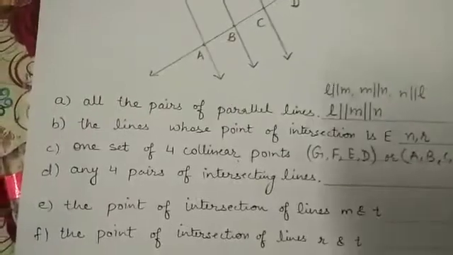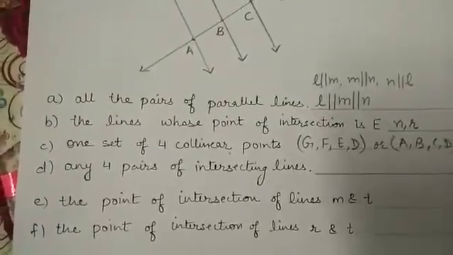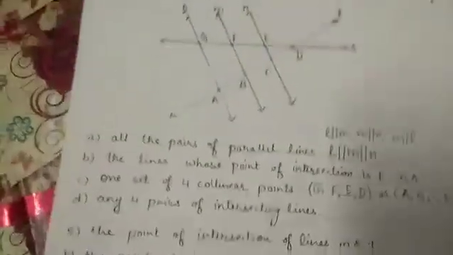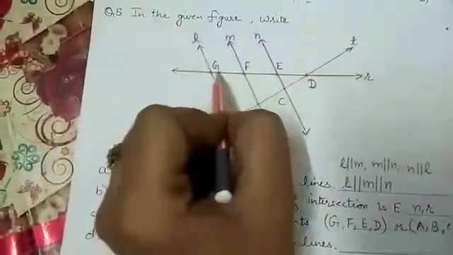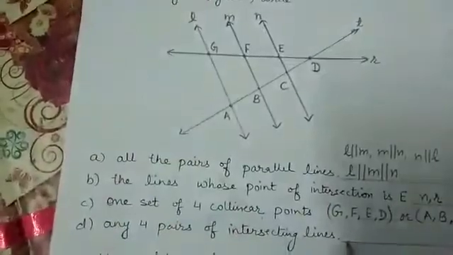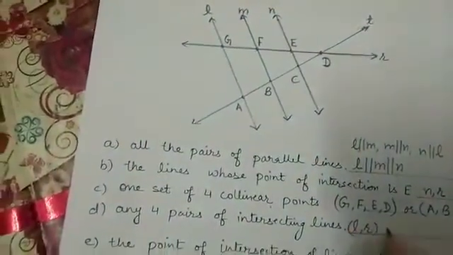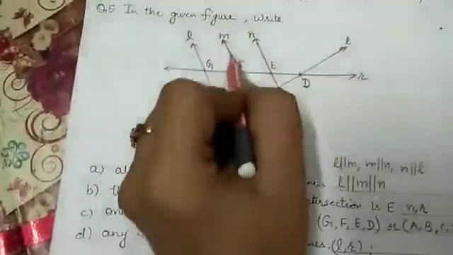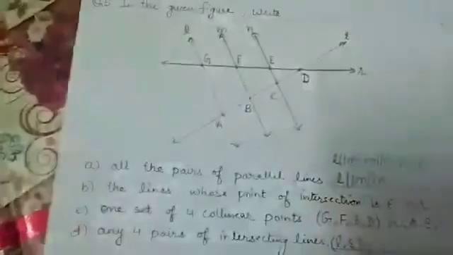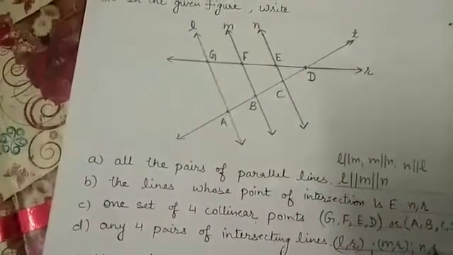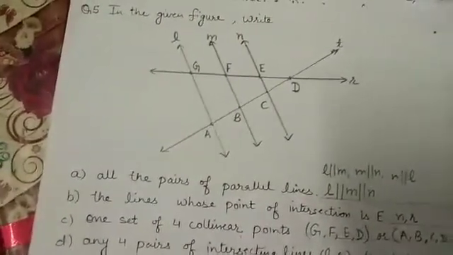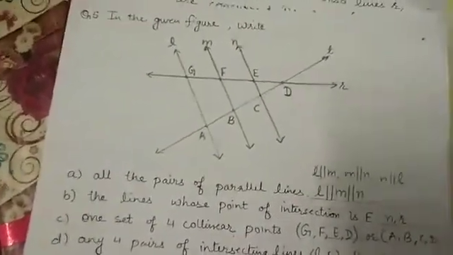Okay. Next, any 4 pairs of intersecting lines. Like, see here, this is line L and this is line R. These are intersecting. So, write here LR. Next, line M and R. Similarly, observe line N and R and also T and R. Clear? I have written all answers here.